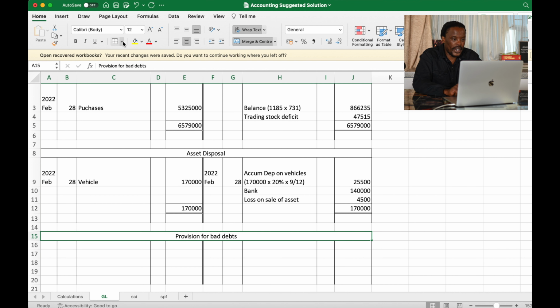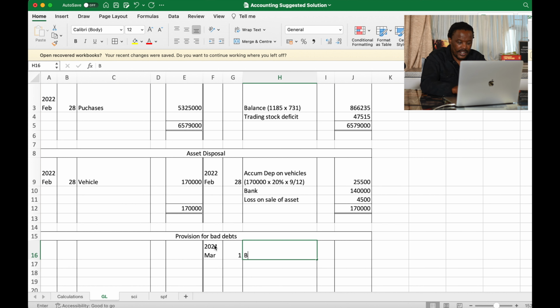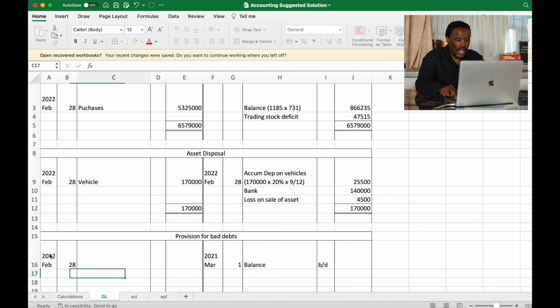Let's put the border. And then we say, provision for bad debts adjustment. It always has the credit balance at the beginning of the year, and that credit balance is the March the first balance brought down. That's how I always did it. And then here I will always say 2022 Feb on the last day. I will always have my balance carried down, because it's going to be the balance brought down.